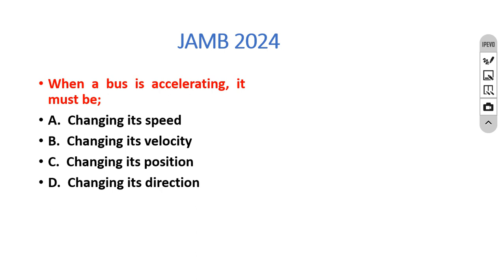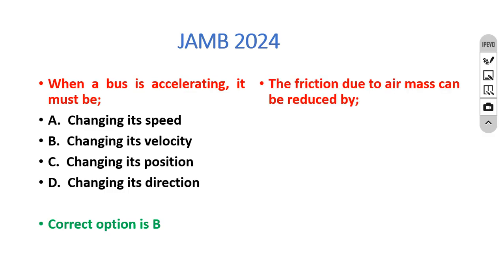What is acceleration? That's the first thing you are going to consider. Defining acceleration will help you to get the correct answer: the rate of change of velocity with time. So the correct option is B. Let's move down to the next question.